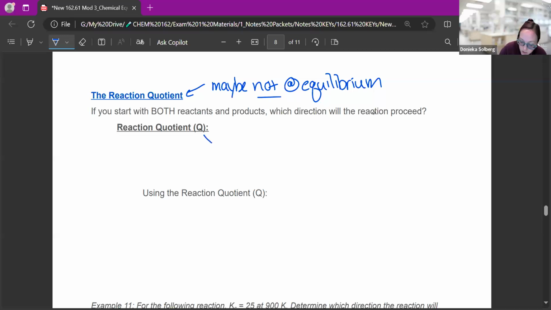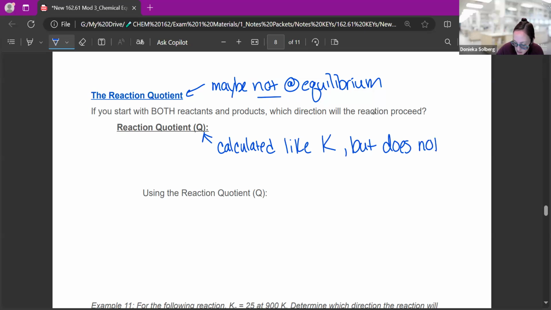Okay, so Q is calculated just like K, all right? Products over reactants, exponents, all that jazz. But it does not have to be at equilibrium, I'm just going to put EQ. Okay, so it can be initial concentrations or something in the middle, that's fine. So if you're not sure something is at equilibrium, you can calculate the reaction quotient. And then what does that tell you?